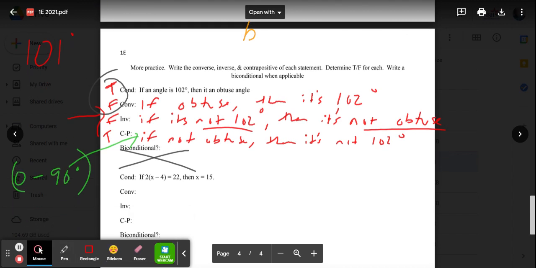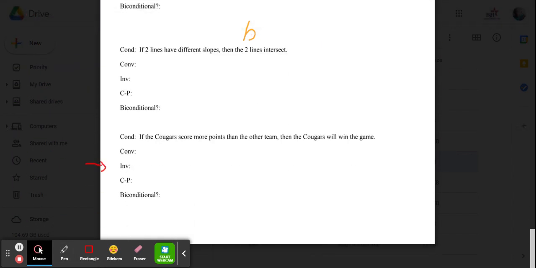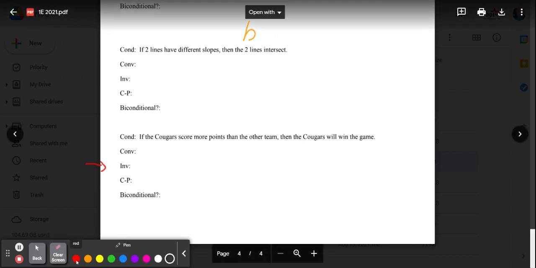Let's scroll to the bottom problem here. If the Cougars score more points than the other team, then the Cougars will win the game. Now, let's pretend that this is not golf. Let's pretend this is football, basketball, baseball, softball, something where more points equals a win, just to make it simple. That's true, right? If you score more points, you win.